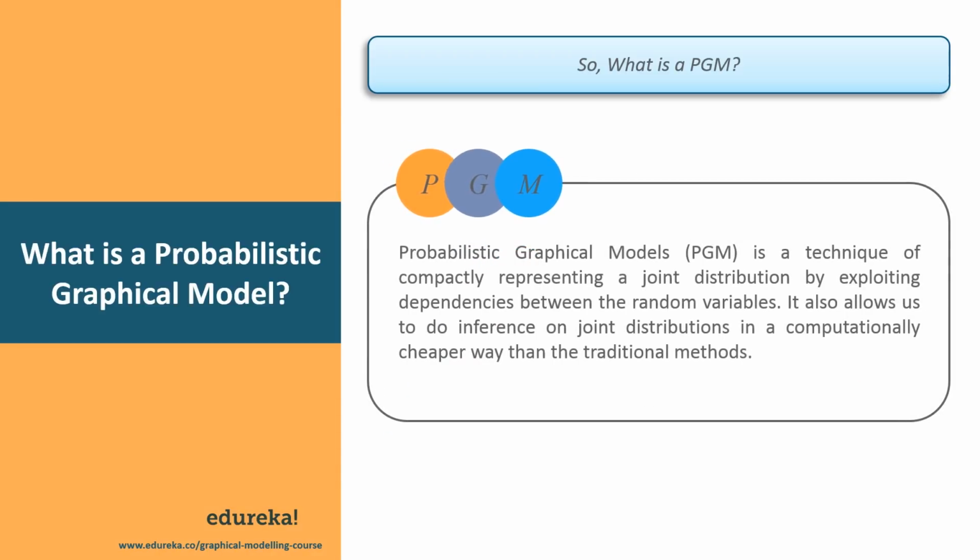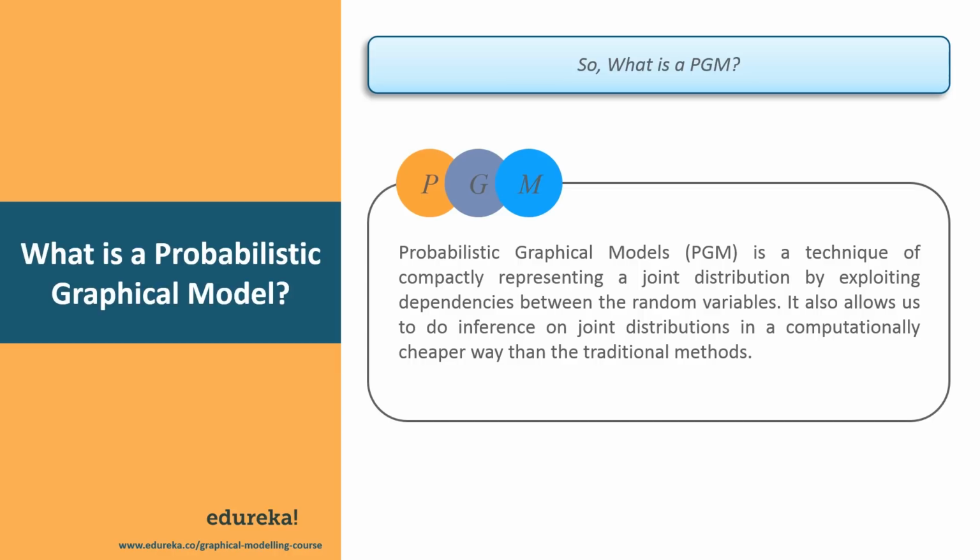So, a PGM, or a probabilistic graphical model, is a technique of compactly representing a joint distribution by exploiting dependencies between the random variables. They are used to create models of complex real-world scenarios and represent them in a compact graphical representation. This definition in itself is very abstract and involves many terms that need their own space. But mostly what we need to keep in mind is that they allow us to do inference on joint distributions in a computationally cheaper way than most traditional methods. You can achieve in one line what you would traditionally take 2 pages to solve.